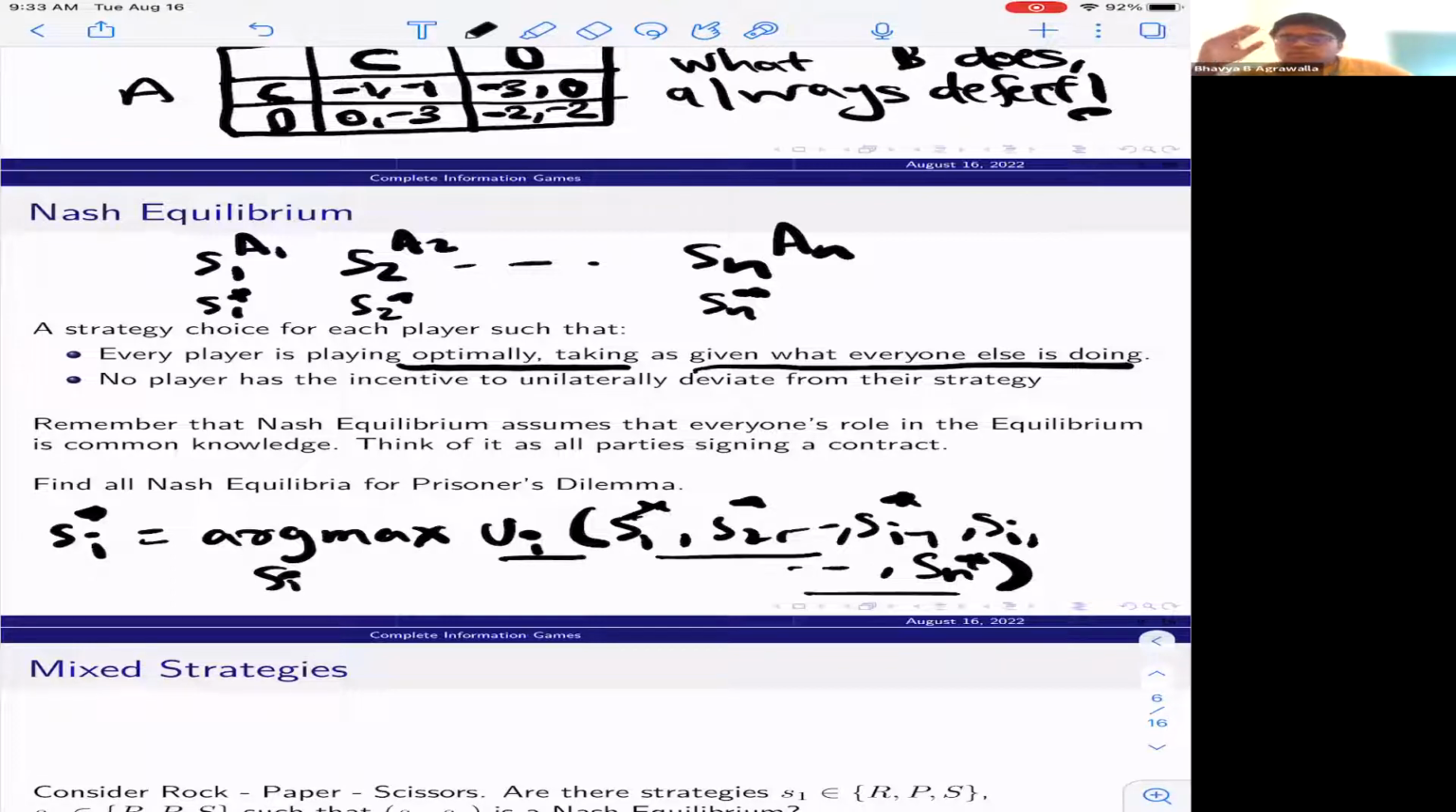Yeah, so the thing is that, think of a Nash equilibrium as a contract between all the players. Let's say these players met together somewhere and everyone wrote a contract in which the ith player declared, oh, I will play Si star. And then they go back to their home. After signing this contract, does i have the incentive to unilaterally deviate from his or her strategy? If Si star satisfies this, then he or she doesn't have that incentive.